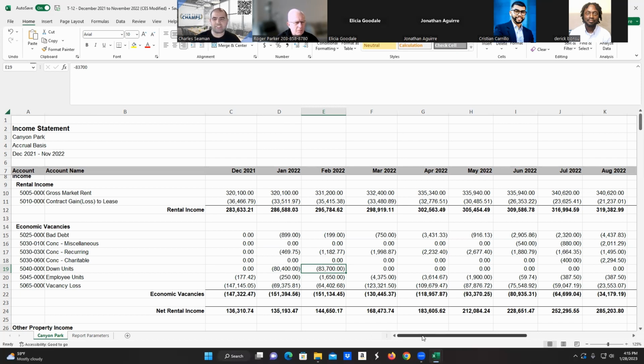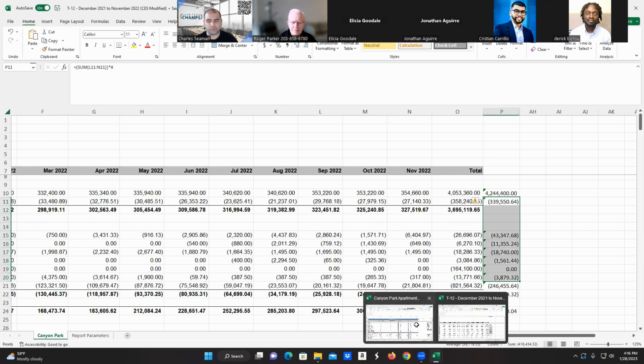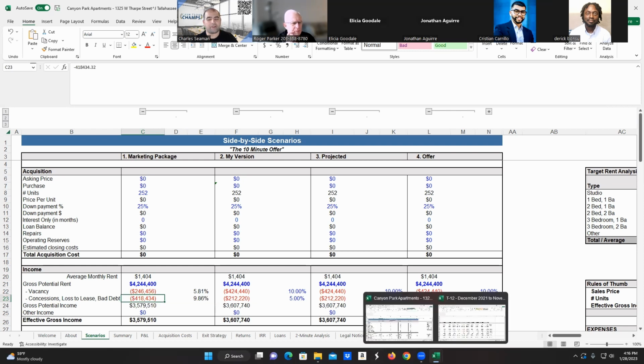Okay, so next thing we have is concessions, loss to lease, bad debt, which is all of our different types of economic vacancies. So which item or items from the T12 are we going to plug in there? 11. Yep. What else? 15 through 20. Very good. Okay, so we'll take all those items and we'll total them up. Okay, so our total there is 418,430.32. Between both, we're north of 15.5% now, but obviously a lot better than where the property was just a few months ago.